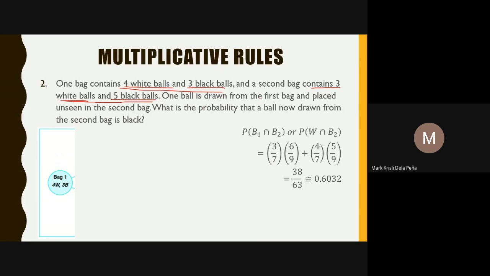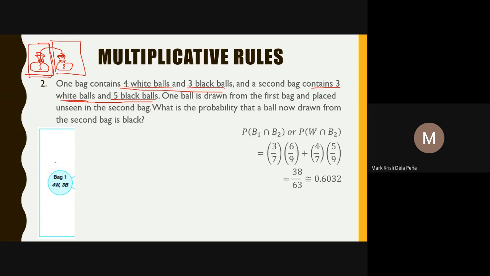One ball is drawn from the first bag and placed unseen in the second bag. So if you have a first bag, let's just say that this is a bag, an old bag, and this is the rope here. We will get one ball and transfer it to the second. Now, our first event would be getting the ball from the first bag. Then the second event would be getting the ball in the second bag. However, in the second bag, there is already another ball that was added from the first bag.